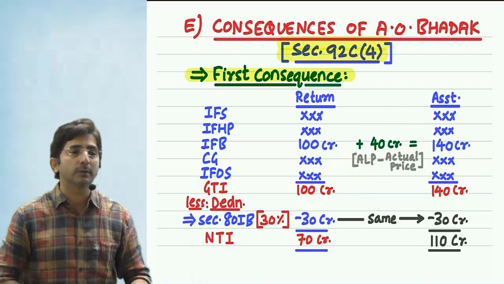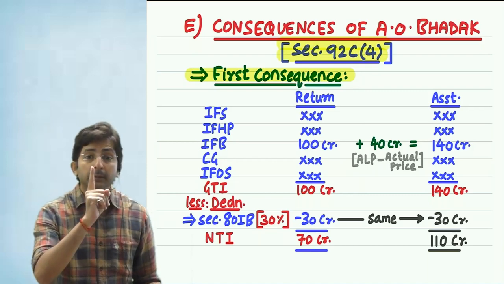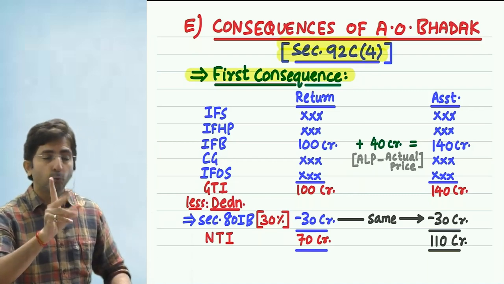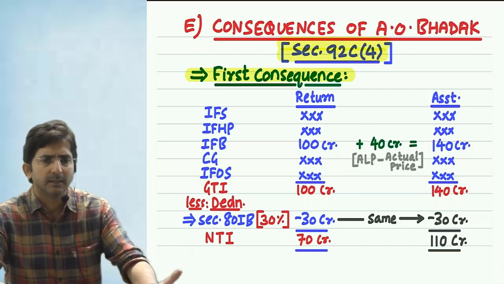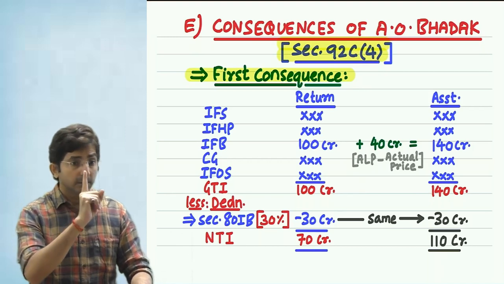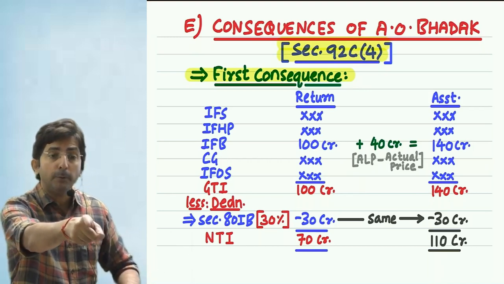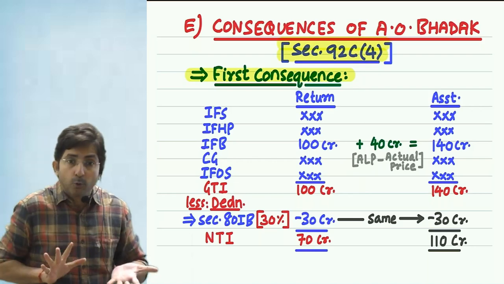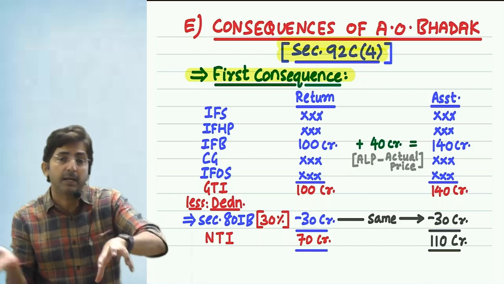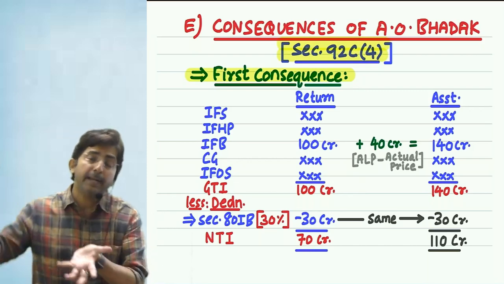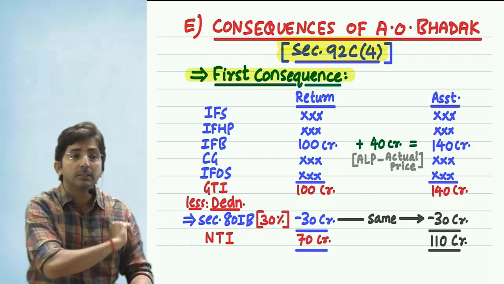This is the consequence. Indirectly, what does the law say? This is a threat. Listen to our threat. Who is threatening? The government is threatening the transfer pricing assessee. Now listen to the threat. This is our threat, that in case you don't compute ALP on your own, we will compute. And once we compute, whatever addition is made in your income because of that, that addition will not be eligible for Chapter 6A.